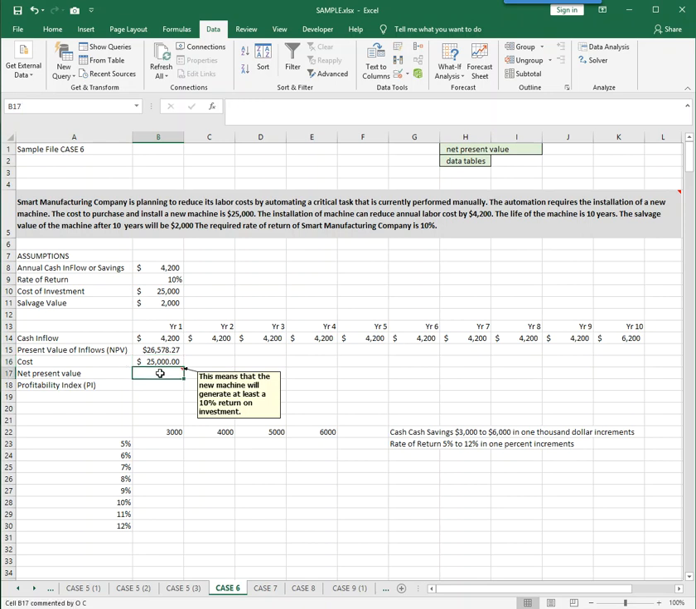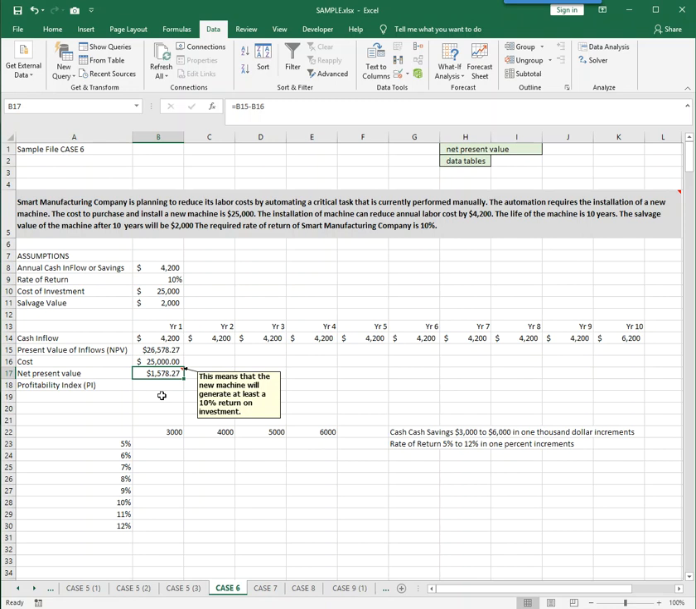That's how much the equipment costs now. And we can compare by taking the money coming in, or the cash savings, less the money going out, which is the cost. Coming in minus going out. The difference, the net present value, is a positive amount of money. And that means that the new machine will generate at least a 10% return on investment. It will be more, but we don't know exactly how much more.